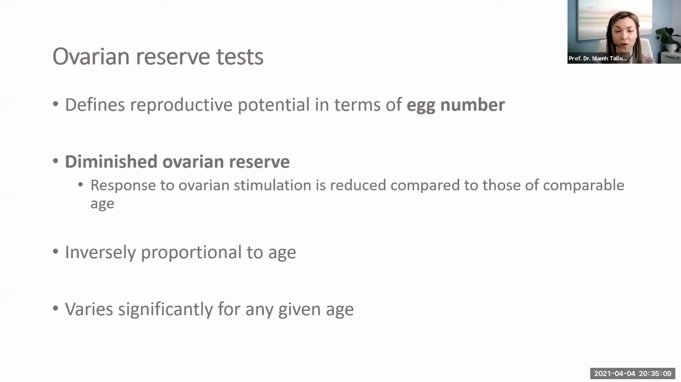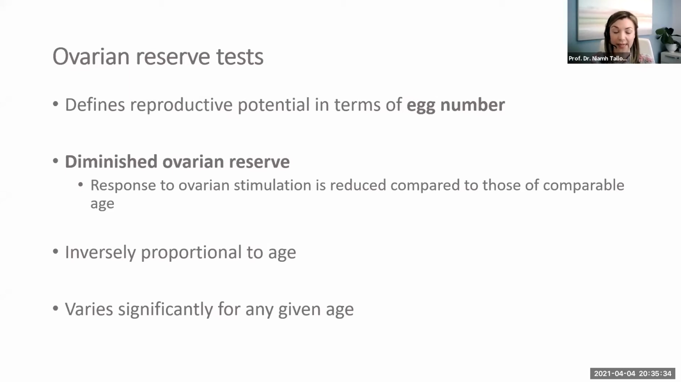And we know overall our ovarian reserve is inversely proportional to our age, meaning the older we get, the lower it is. And it can vary significantly for any given age group. And this is important. So we know that 10% of all women will demonstrate a lower reproductive potential, have a lower number of eggs than their peers for a given age. And 1% will have premature ovarian insufficiency.